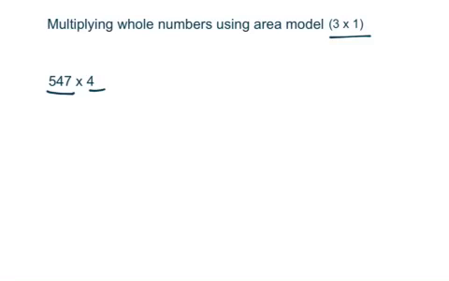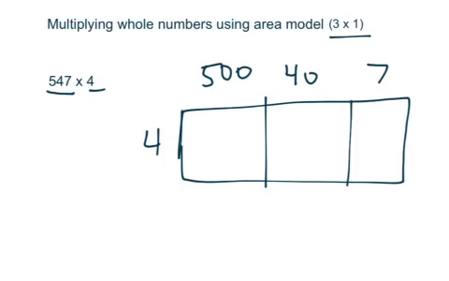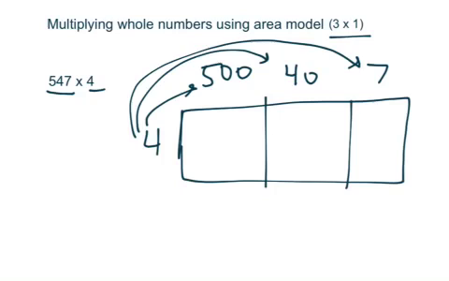Now, how it works on place value knowledge is that we take this 547 and we write it out in expanded form. So we're going to do 500, 40, and 7. And now when we multiply, we're going to create a rectangle. This is going to keep track of what we're multiplying. We're going to take that 4, and times it by the 500, times it by 40, and times it by 7.